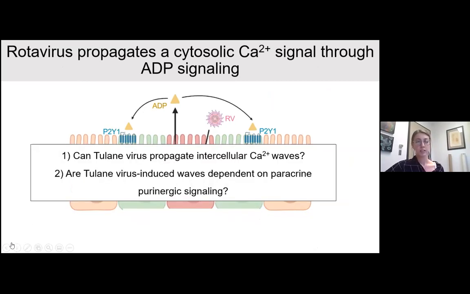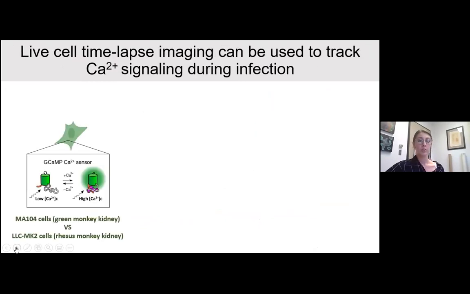So the two main questions that I'll address for the rest of today are, one, can Tulane virus also propagate intercellular calcium waves? And two, are these waves also dependent on paracrine purinergic signaling? To go after the first question, I just wanted to go through in a little bit more detail what my approach was for generating the time-lapse videos that I'll show in the coming slides.